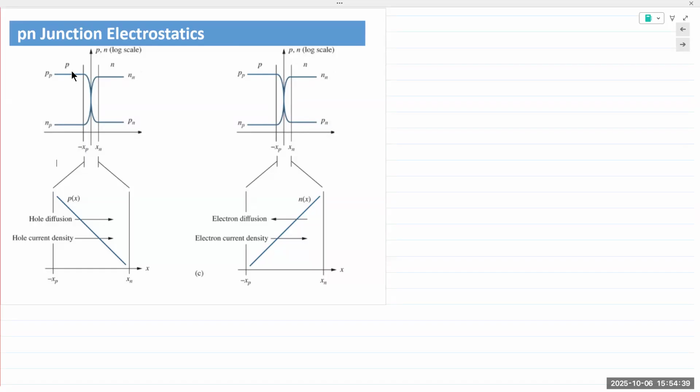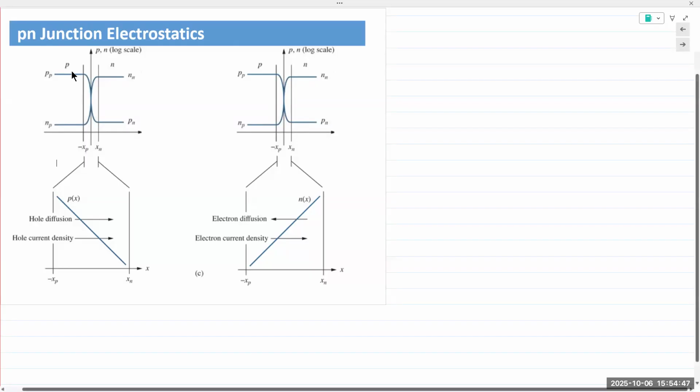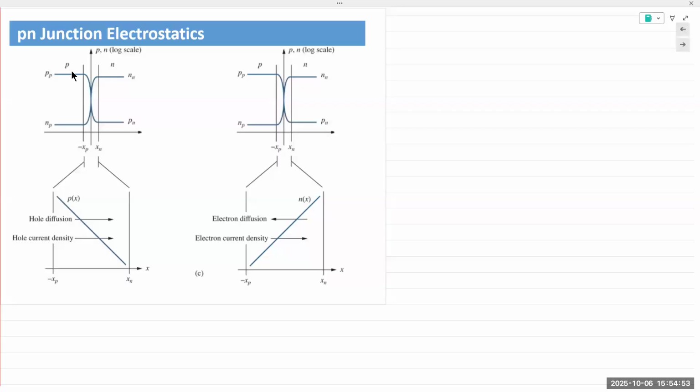You all with me so far? Holes are crossing over from the left, going over to the N side. Electrons are crossing over from the right, going over to the P-type semiconductor. They are both crossing the barrier, both crossing the junction, in a bid to even out the distribution. That is the diffusion, right? Diffusion currents.